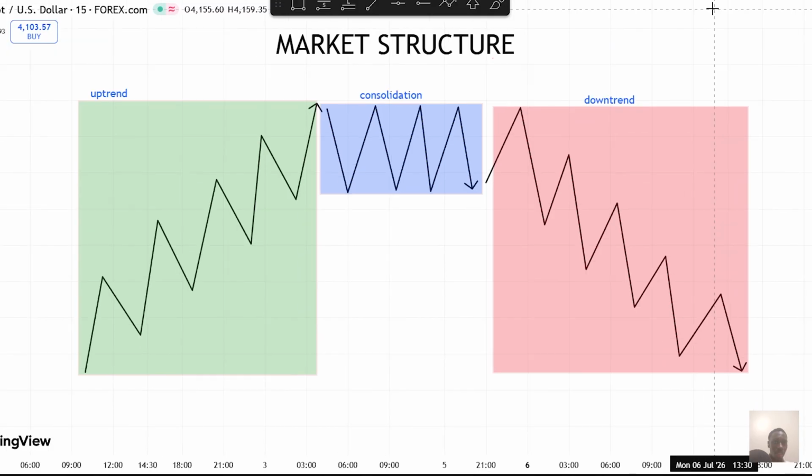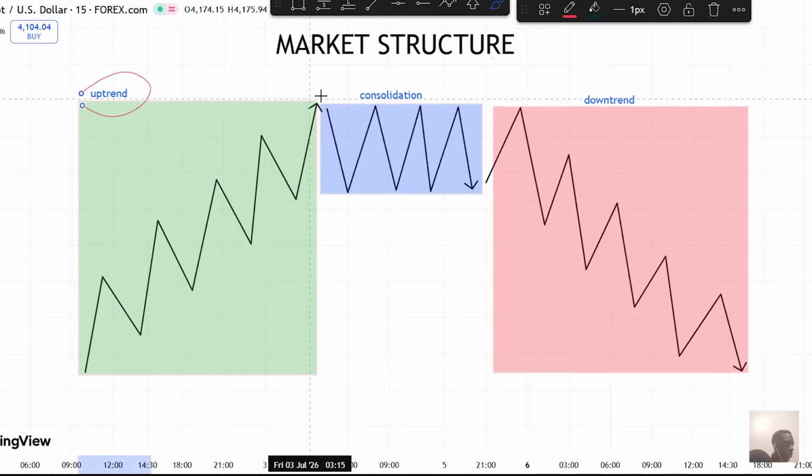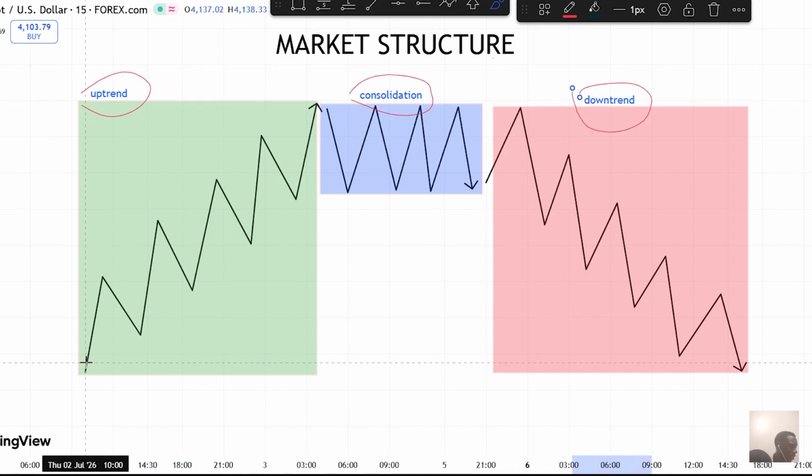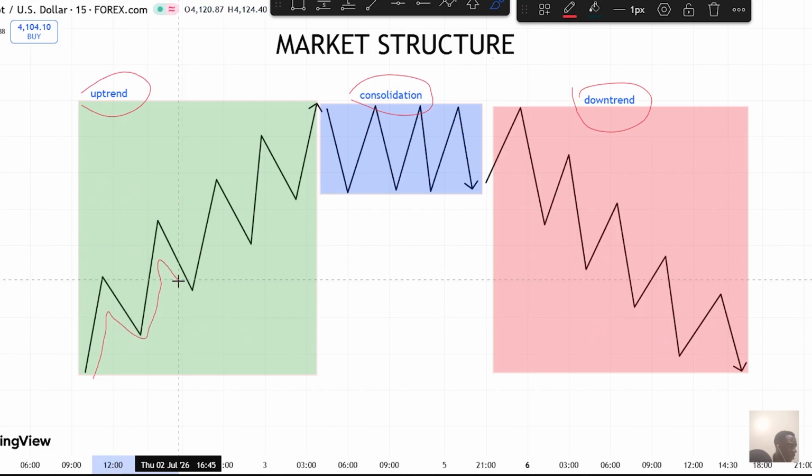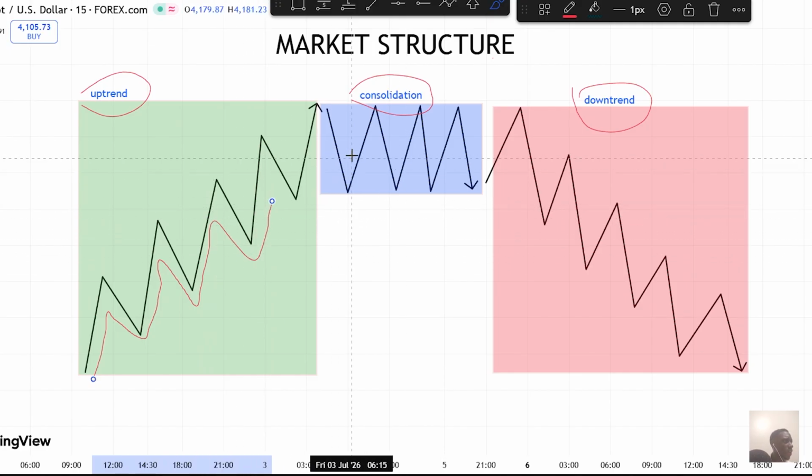The market moves in three main phases. The first phase is the uptrend. The second phase is the consolidation. The third phase is the downtrend. As you can see here, in the uptrend, price is pushing to the upside. In the consolidation, it's moving sideways. In the downtrend, price is pushing lower.